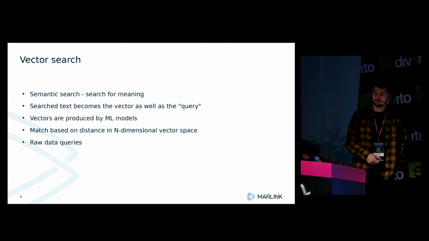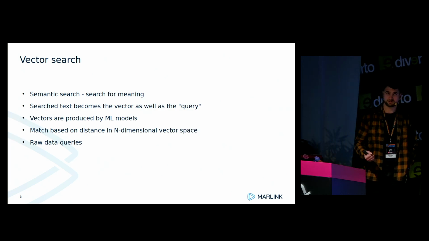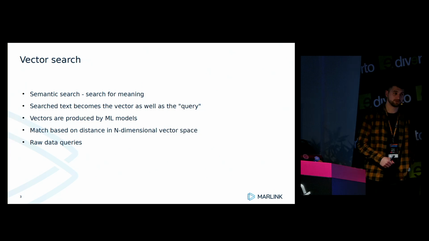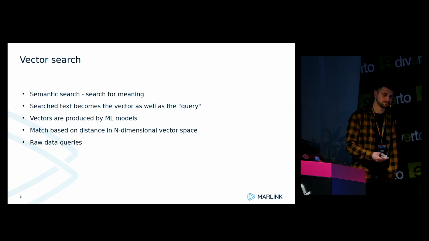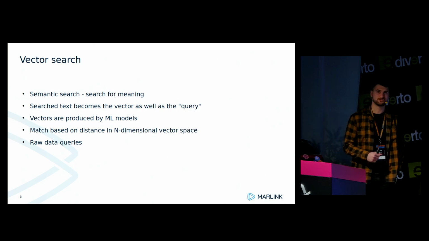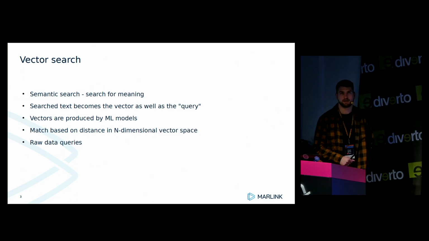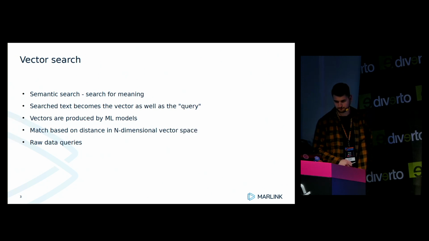So let's see what vector search has to offer us. Vector search is supposed to enable us to search by meaning, which is semantic search. In this case, search text as well as the query becomes a vector, which is created by a machine learning model. Then match is created based on distance in n-dimensional vector space. And it's suitable to run on raw data, as we will see later in examples.